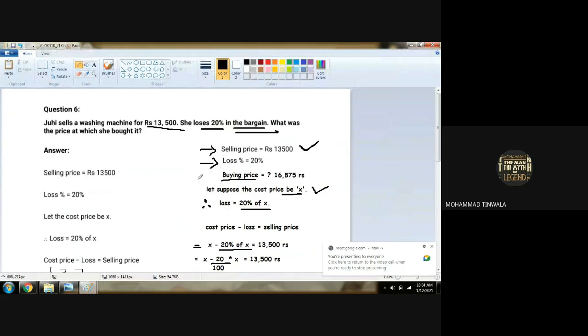Okay. So buying price will be question mark. We don't know what is buying price. Now let's suppose cost price. Cost price means buying price. Cost price be X. Now we know that X.